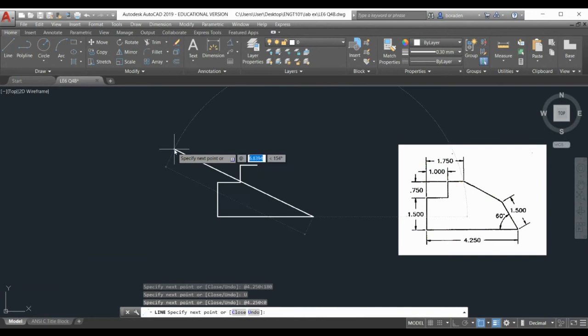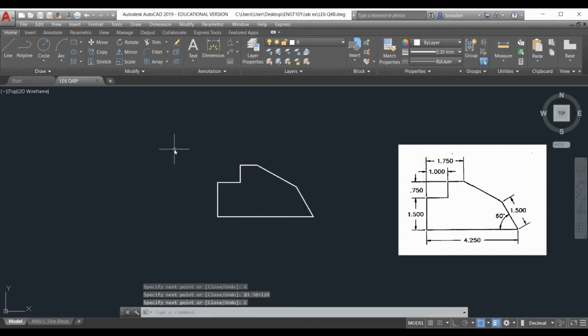Now next length is 1.500, and angle is directly. Is it 60 degree? Let me try 60 degree. Oh, not 60 degree. It is 180 minus 60. So type U. It is not directly 60 degree, because we are measuring 60 degree on the negative side of the x-axis. Always we measure the direction of the angle with the positive side of the x-axis. So I have to say 180 minus 60, the angle. Anyway, so at the rate, length of the line is again 1.50. Angle is 180 minus 60. That is 120.